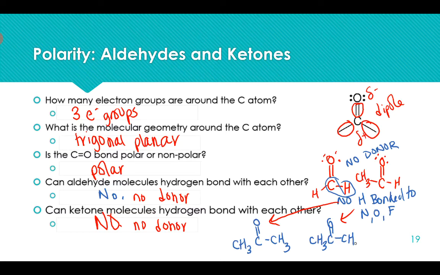We are polar though, and so there will be dipole-dipole forces, and of course all molecules have dispersion forces. But aldehydes cannot donate a hydrogen bond. Ketones cannot donate a hydrogen bond. And so there is no hydrogen bonding between two aldehydes, no hydrogen bonding between an aldehyde and a ketone, because you need to have both a donor and an acceptor to form hydrogen bonds.